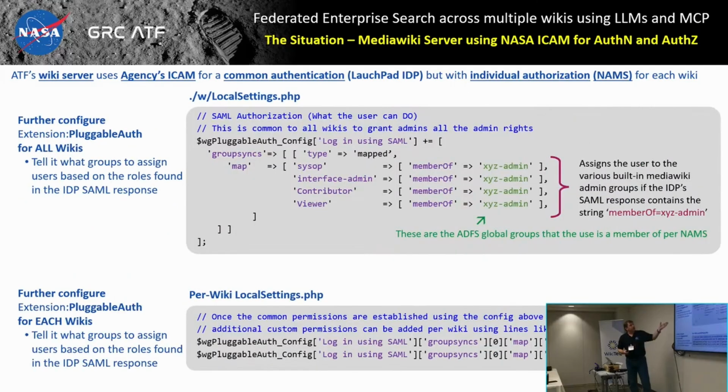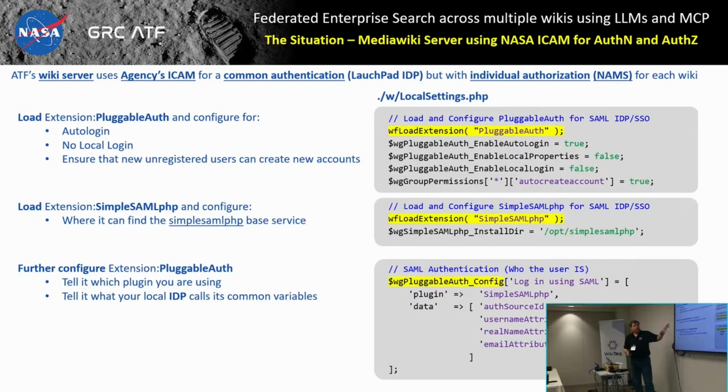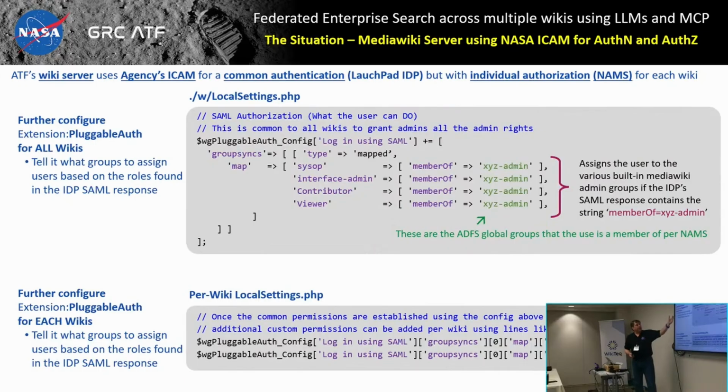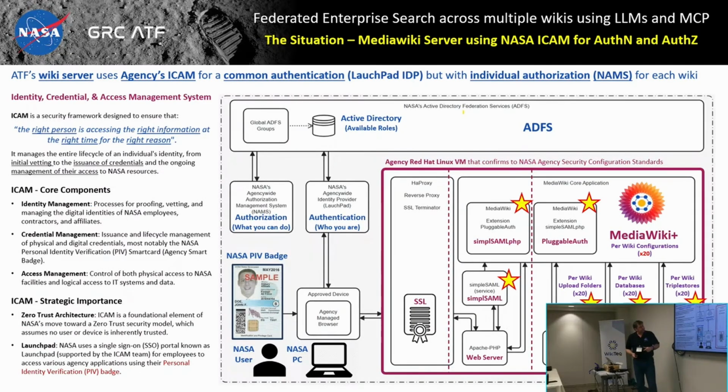And lastly, you have to go into local settings, and this is the authorization piece. Everything that I've shown here is pretty much authentication, figuring out who the user is, and then this is the part where we configure local settings to consume those role attributes and figure out what rights the user actually has within the system. Okay.